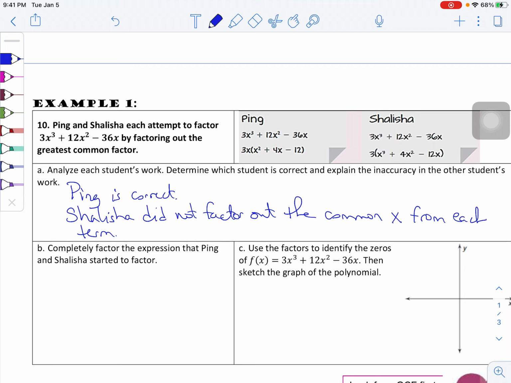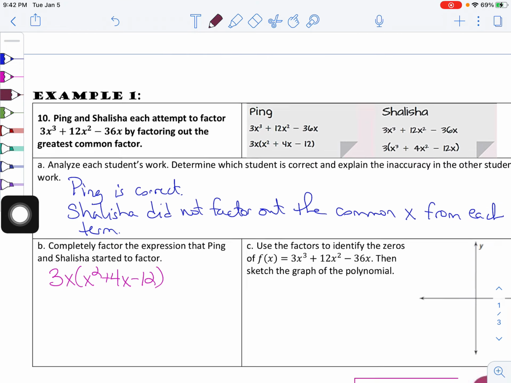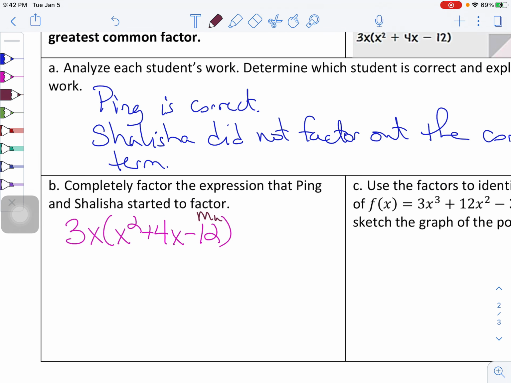factor. All right. Now, part B says to completely factor the expression that Ping and Celicia started to factor. So I'm going to go ahead and grab what Ping did. So 3x and then x squared plus 4x minus 12. And basically I want to look at factoring this middle section right here, this trinomial. So I'm looking for, let me zoom in here, what can multiply to negative 12, and what's going to add up to positive 4.